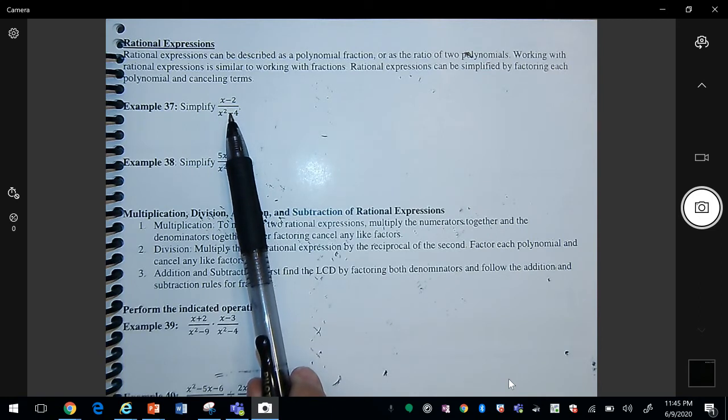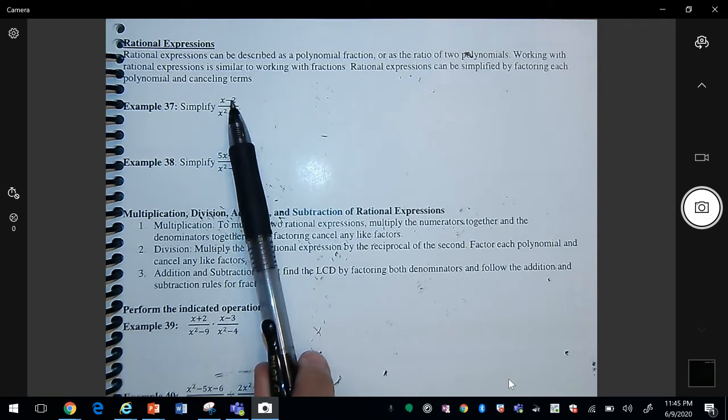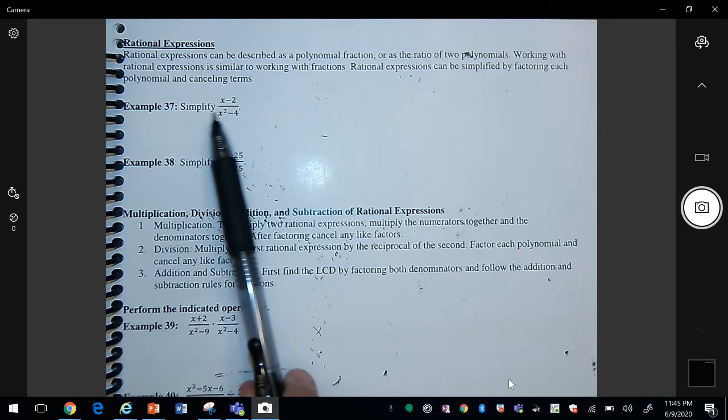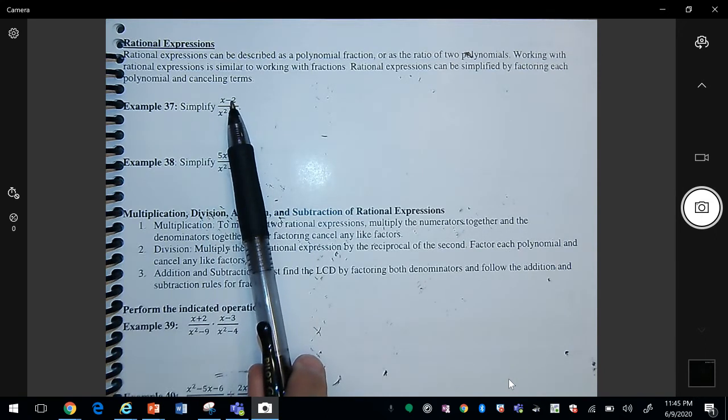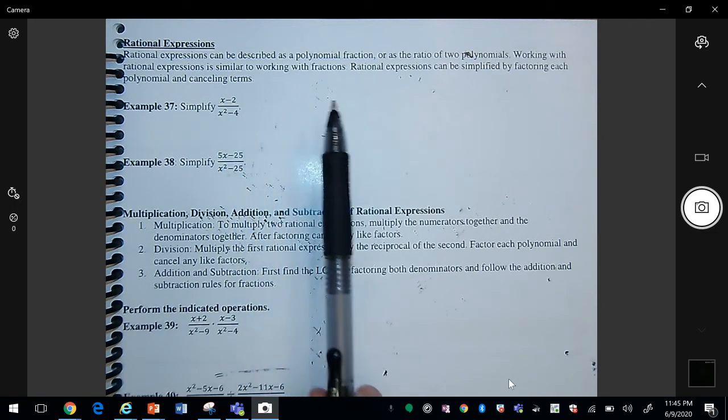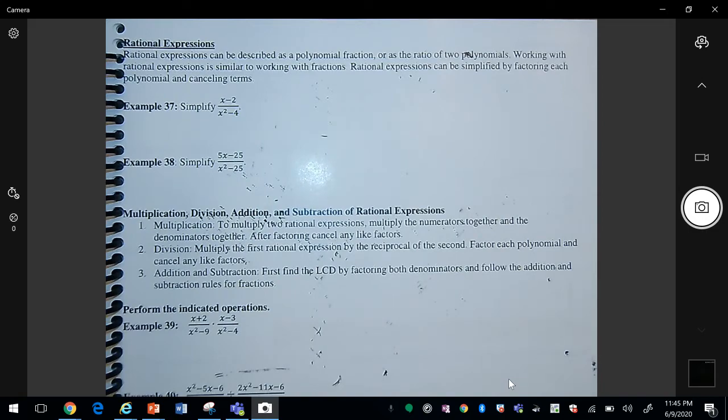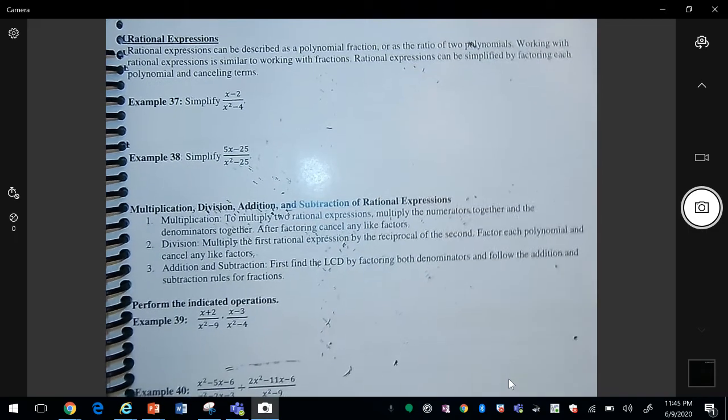So a rational expression means that it's a polynomial in the top divided by a polynomial in the denominator. To simplify, we want to factor all the terms, factor the denominator and the numerator, and then cancel any like terms that we may have. So I'm going to do these problems on a separate sheet of paper.